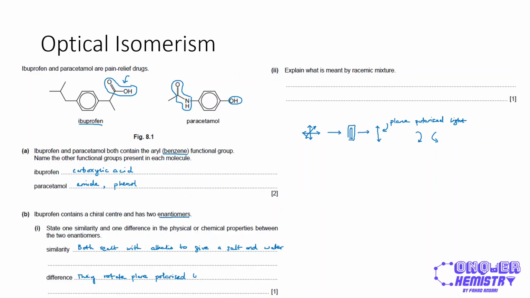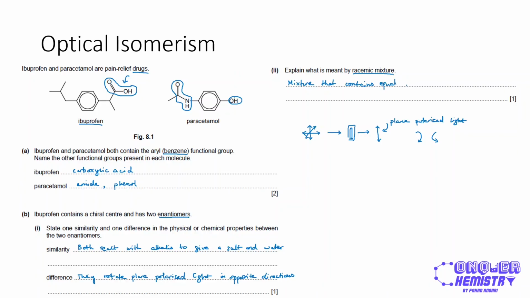And one other difference is their biological activity. So if one enantiomer is a pain relief drug for ibuprofen, the other might cause some nasty side effects, right? So explain what is meant by a racemic mixture. Normally when we produce drugs like this, both enantiomers are produced at the same time and in a 50-50 ratio, and that is a racemic mixture, right? So this is a mixture that contains equal amounts of both enantiomers.